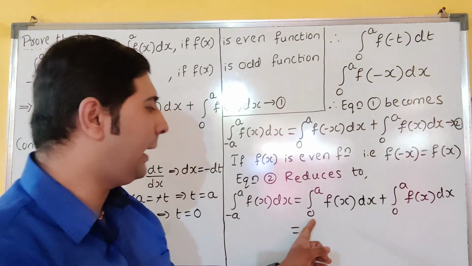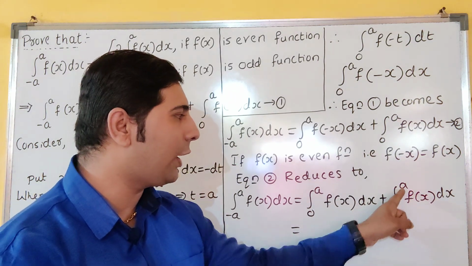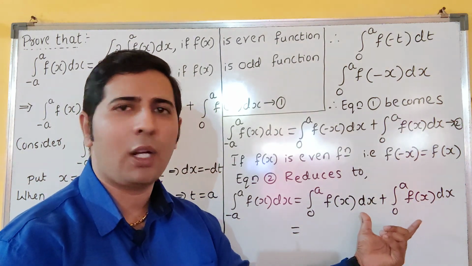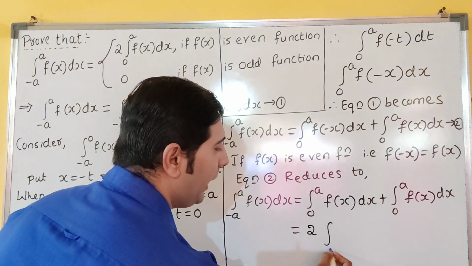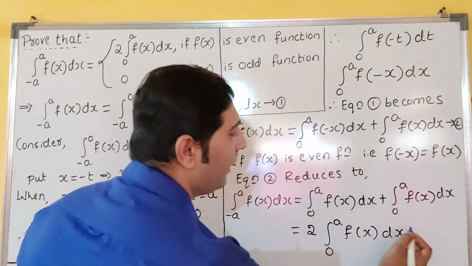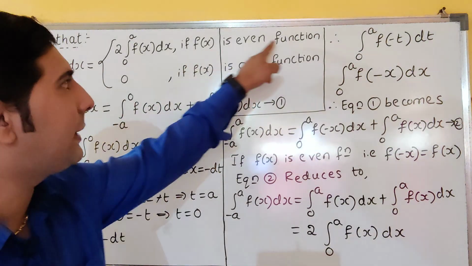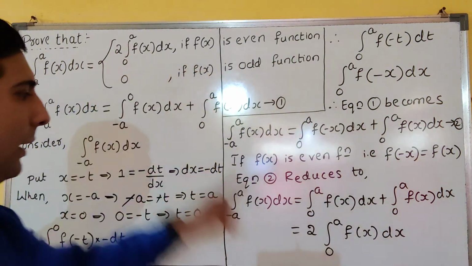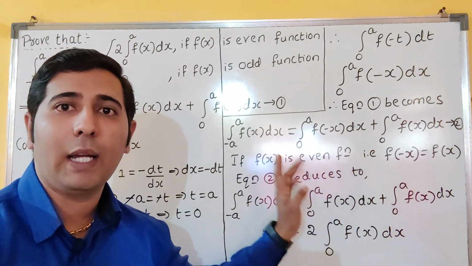Now you see, integration 0 to a f of x dx plus integration 0 to a f of x dx, both are the same or not? So 1 plus 1 is how much? 2 integration 0 to a f of x into dx. Hence proved the first one. Can you see here? If f of x is an even function, it means 2 into 0 to a f of x dx.